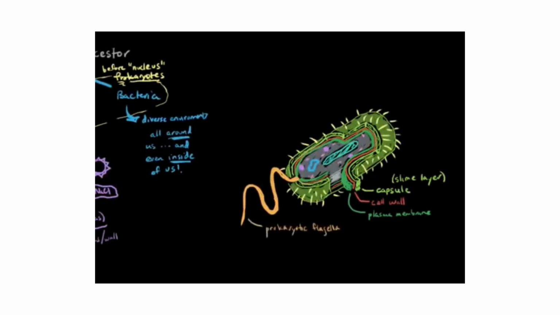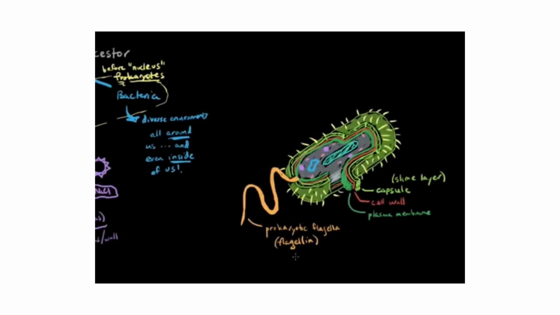One of them is the prokaryotic flagella. Many bacteria use flagella for movement. The reason that I specified prokaryotic flagella is because they are different from eukaryotic flagella. This is because it is made of the protein flagellin. So just remember that protein's name.